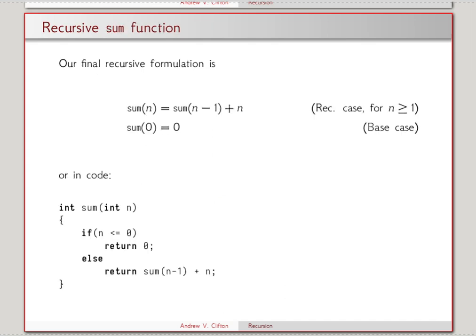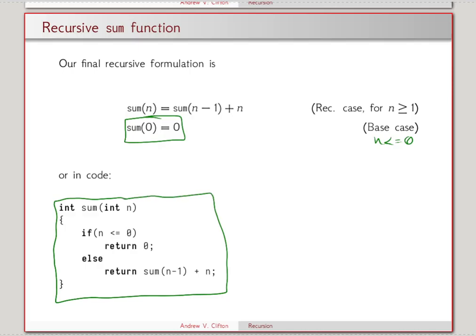We need a base case. So our base case is just if you ask me to add up the numbers from 0 to 0, you just get a 0 there like that, right? Technically, we'll make this base case be if n is less than or equal to 0, just so that we cover all the possible values here. So here is our recursive implementation of that.